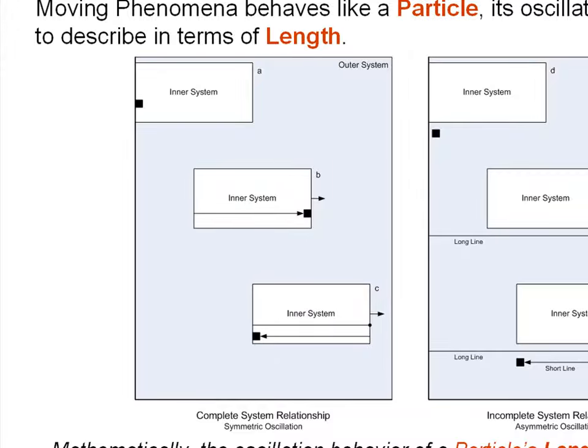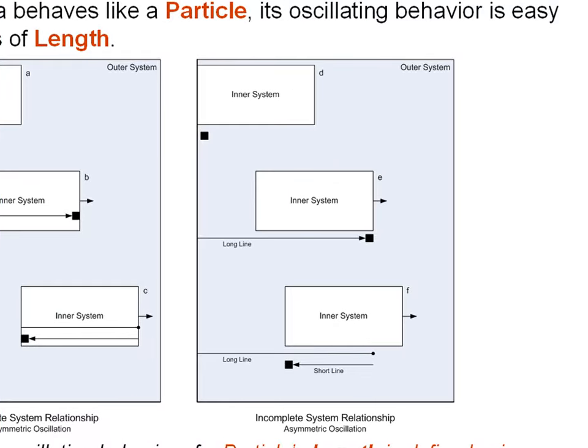When we look at the incomplete system relationship on the right-hand side, we can see that because we're asking the moving phenomena to oscillate between the front and back of the inner system, but its motion is governed by the outer system, we get this long line, short line oscillation behavior. So that's something that's really important for us to recognize.